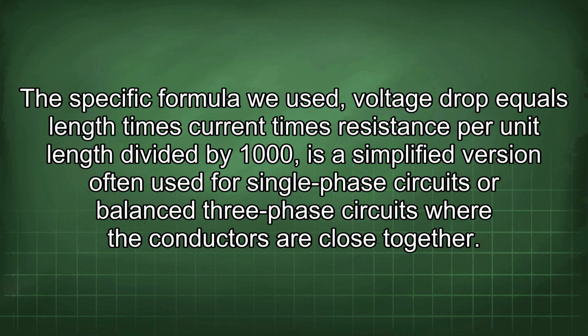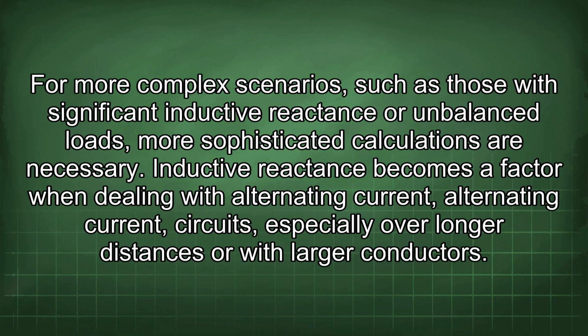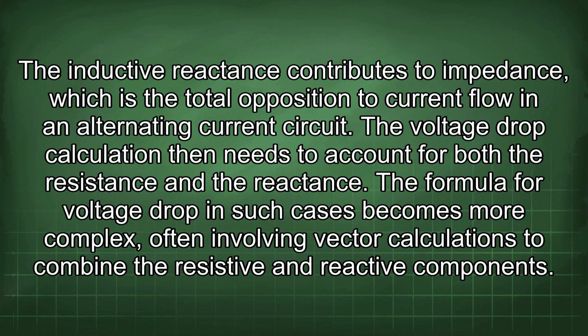is a simplified version often used for single-phase circuits or balanced three-phase circuits where the conductors are close together. For more complex scenarios, such as those with significant inductive reactance or unbalanced loads, more sophisticated calculations are necessary. Inductive reactance becomes a factor when dealing with alternating current circuits, especially over longer distances or with larger conductors. The inductive reactance contributes to impedance, which is the total opposition to current flow in an alternating current circuit. The voltage drop calculation then needs to account for both the resistance and the reactance.